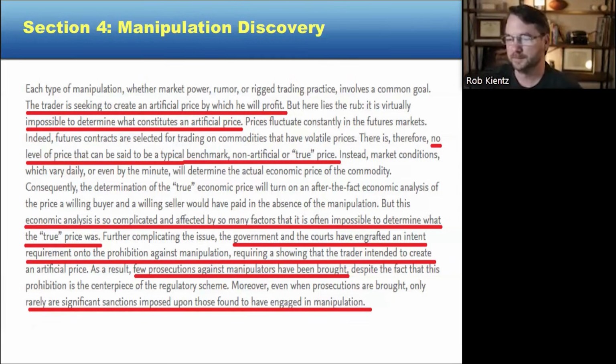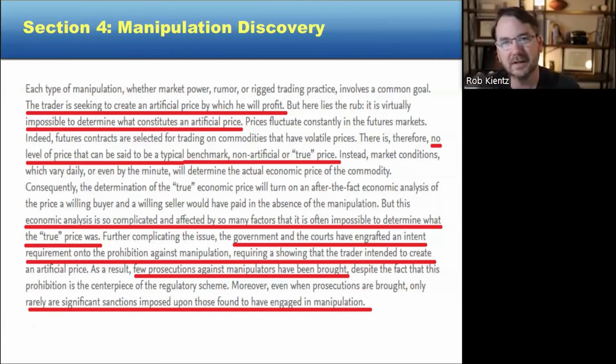Very interesting. Coming down further, it says, but this economic analysis is so complicated and affected by so many factors that it's often impossible to determine what true price was. Further complicating the issue, the government and the courts have engrafted an intent requirement onto the prohibition against manipulation, requiring a showing that the trader intended to create an artificial price.